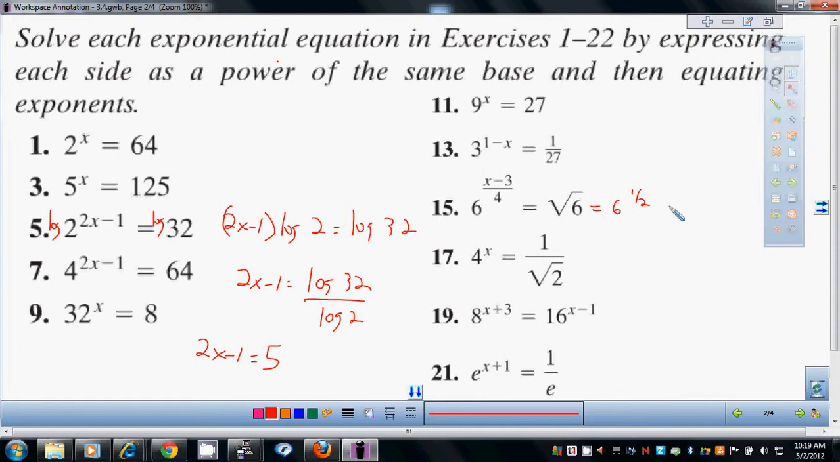So if they give you one where you have the same base, like this is e to the negative 1, I don't think there's any others actually. So 6 to the 1/2, well, you could just set those two equal. 1/2 equals this. Let's just do that real quick. For number 15. And of course you could do it the same way. You could go ahead and do the logs and everything, but you're eventually just going to be doing this anyway, because log 6 over log 6 is just going to cancel. So x minus 3 over 4 equals 1/2. Multiply by 4. Add 3, and yes, x would be 5 for that problem.